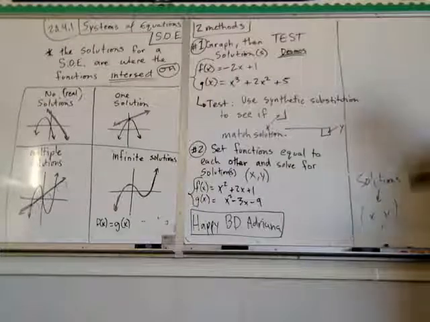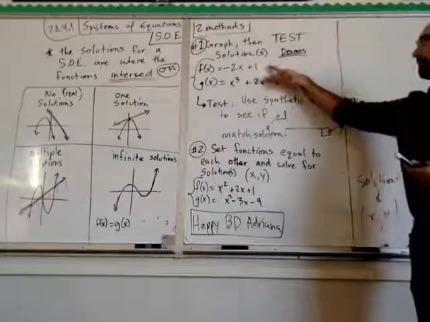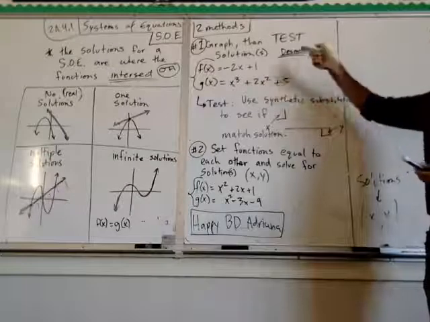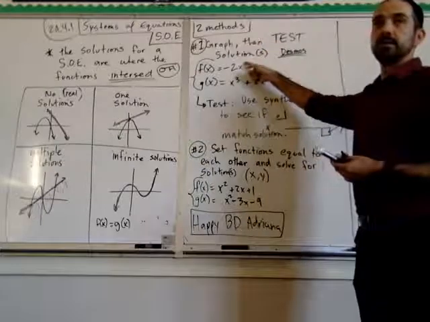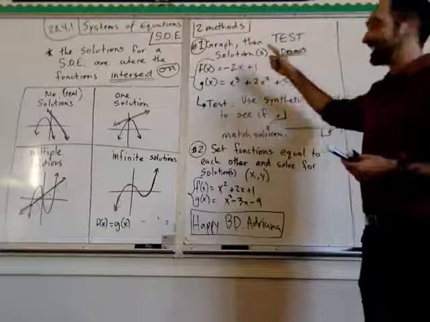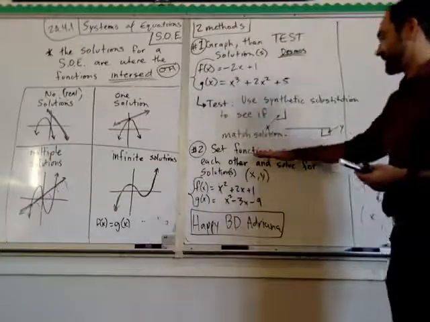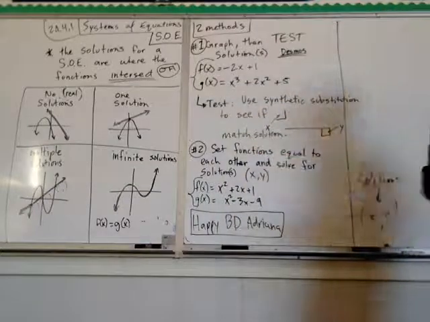We're going to have different functions, and we're going to solve using 2 different methods. One is going to be graph, and then we have to test the solution. We're going to use Desmos for that. The other one is to set the functions equal to each other, and we go ahead and solve.